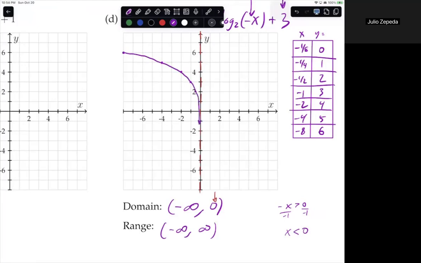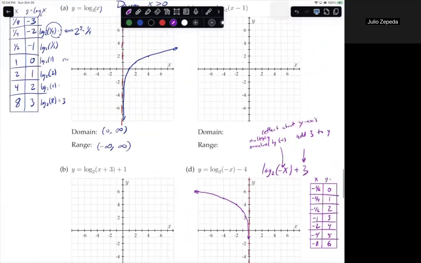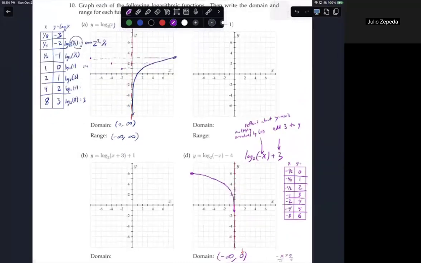Notice, on that one I did do some calculations because I used the table, but if I had just taken every single point and reflected it about the y-axis, and then shifted these all up 3 units, we'd get exactly the same graph. So I don't really need to do much calculation if I don't want to use that table method. I just wanted to show you that you could do it with a table.